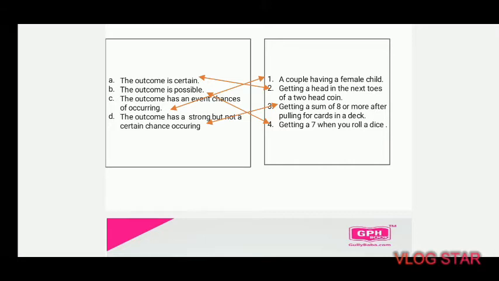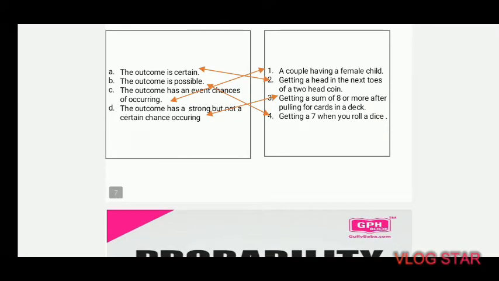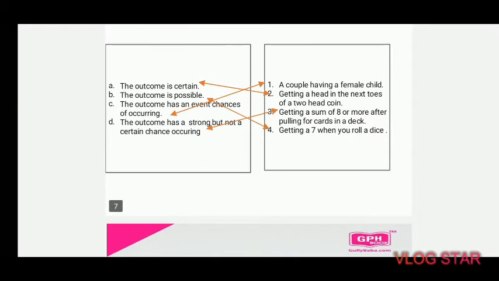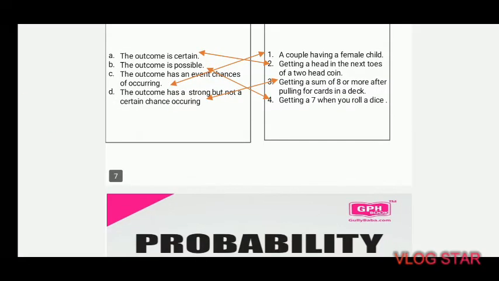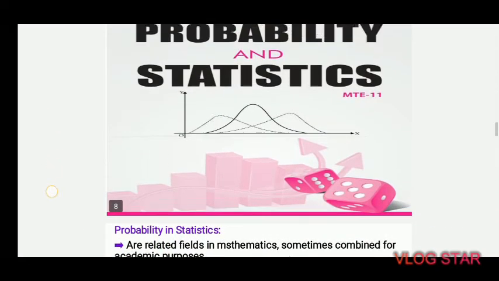Letter C, the outcome has an even chance of occurring. This matches number 1, a couple having a female child. Yes. Then letter D, the outcome has a strong but not certain chance of occurring, is matched with number 3, getting a sum of 8 or more after pulling 4 cards in a deck.